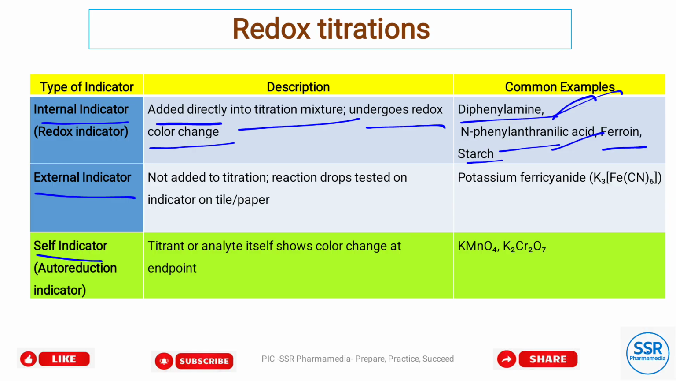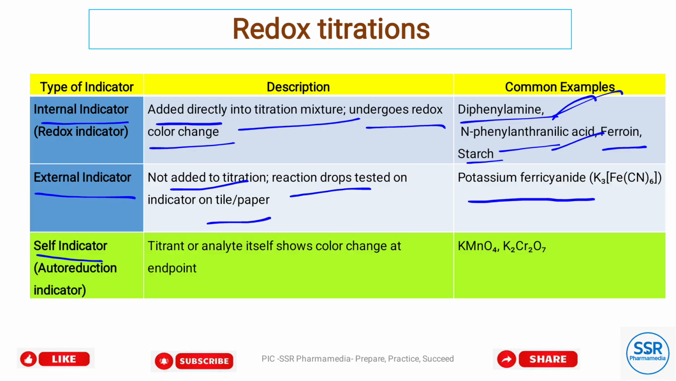Next is the external indicator. An external indicator is not added to the titration mixture. Drops of the reaction mixture are tested on an indicator on tiles or paper after each addition of the titrant. An example is potassium ferricyanide, used as an external indicator.